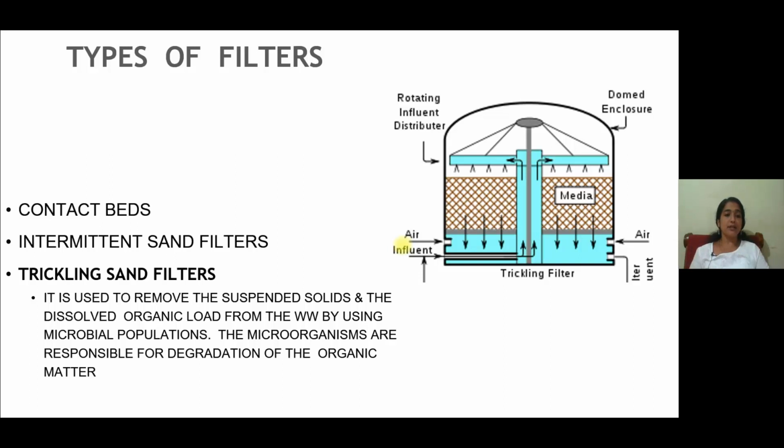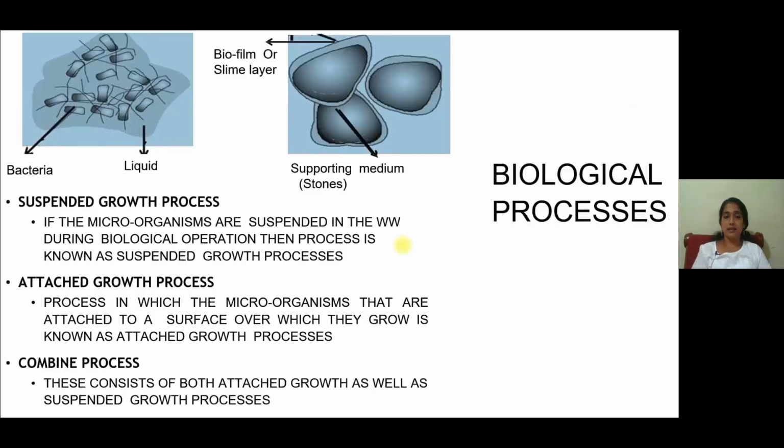Trickling filters are used to remove the suspended solids and the dissolved organic loading from the wastewater by using microbial populations. The microbial colonies are responsible for the degradation of the organic matter, as in the case of contact beds and intermittent sand filters. Then there are three processes attached with this trickling filter: suspended growth process, attached growth process, and combined growth process. These three I already explained in the previous sessions.